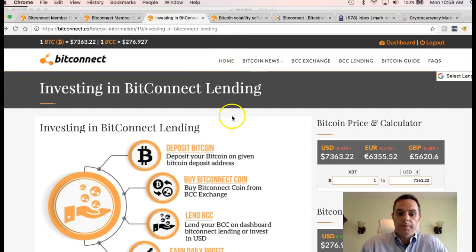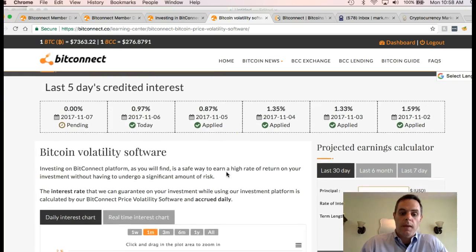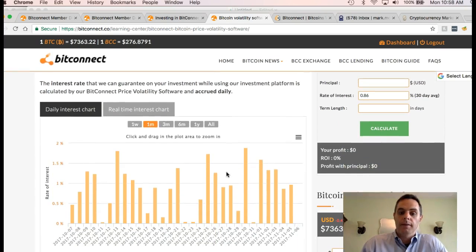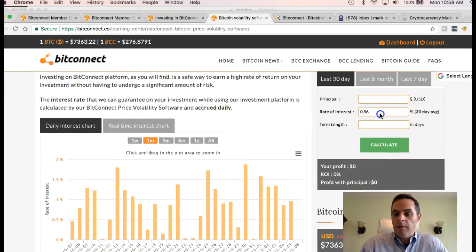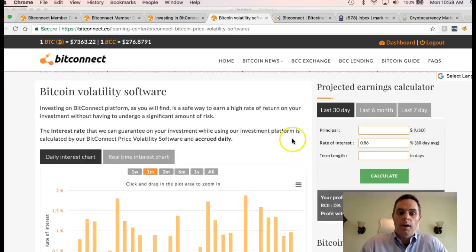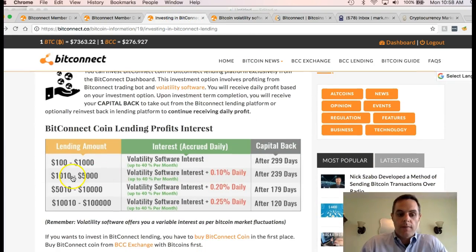This website here. What I wanted to show you was the volatility software and what they have been able to pay back in a pretty short period of time. You can see right now the 30-day average is 0.86. What I wanted to show you on this slide was that I had invested the $1,010, which means I get an additional 0.1% daily accrued interest.